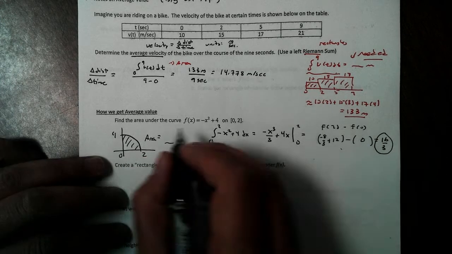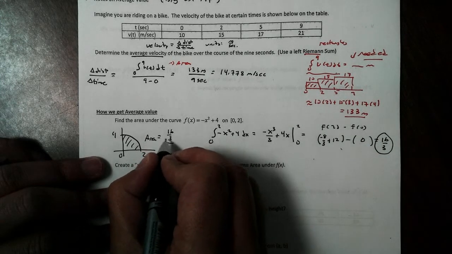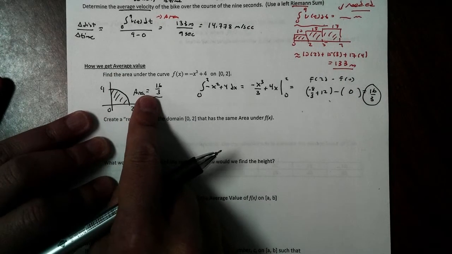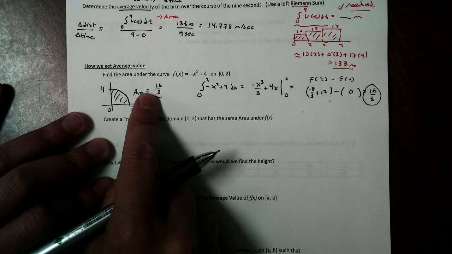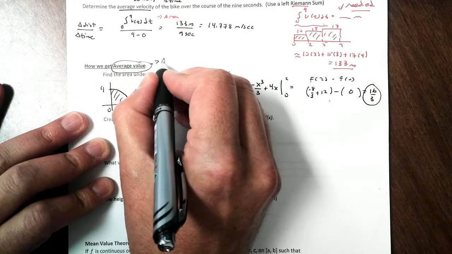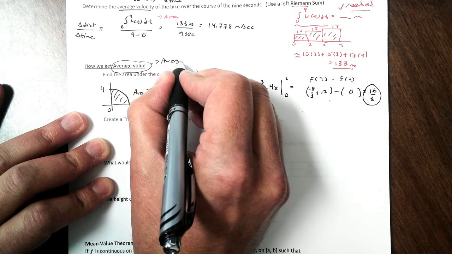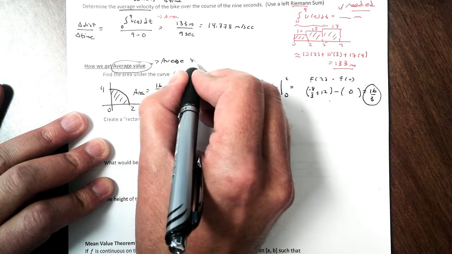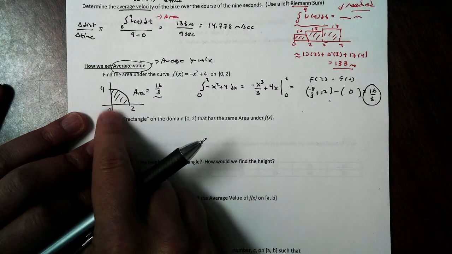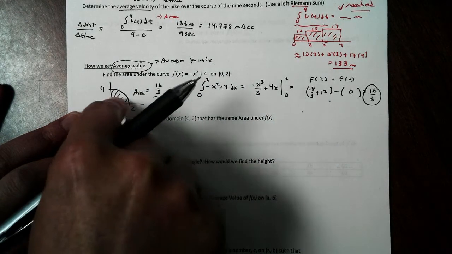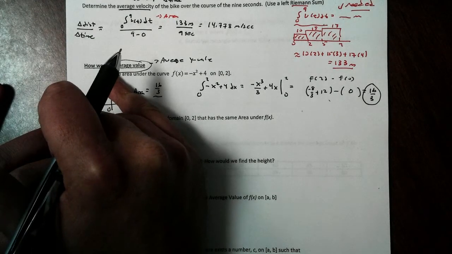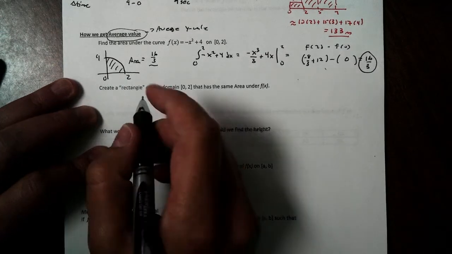This is my area. So the first thing we do to get average value is we have to find the area of the curve. Remember, when I'm looking for average value, we're looking for the average y value of our function. And we're going to treat this kind of like a derivative right here. We're going to find the average value of this. That'll make sense in a second, hopefully.